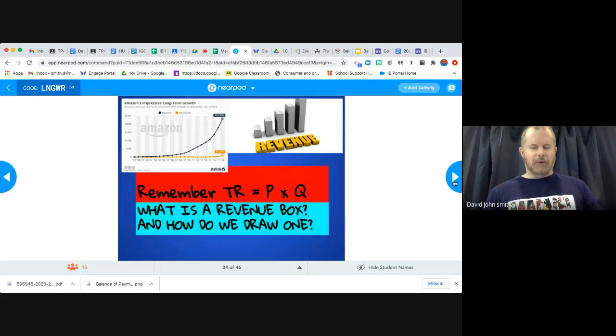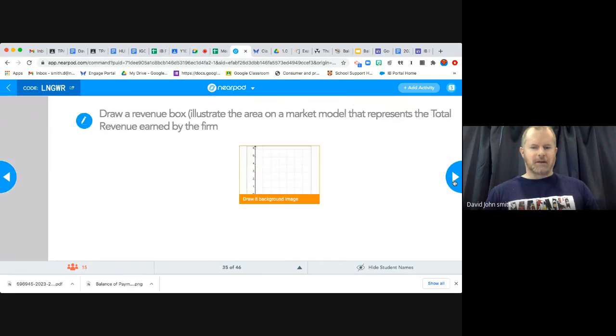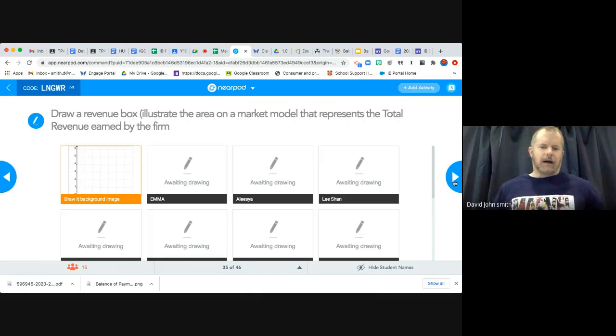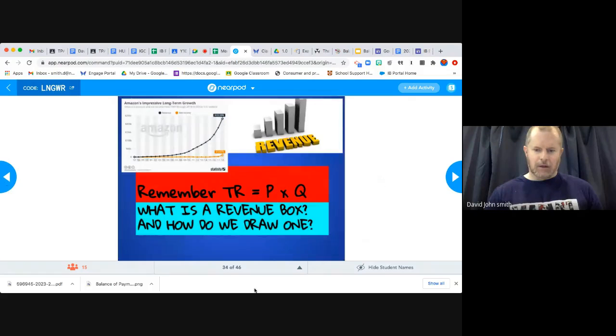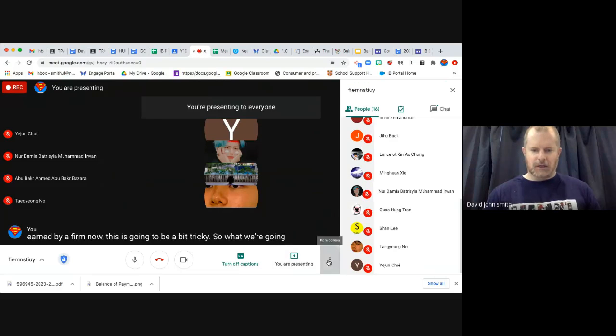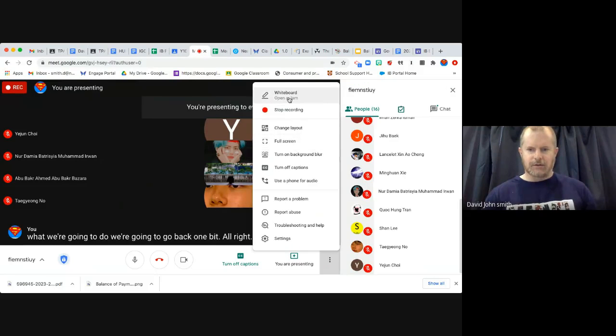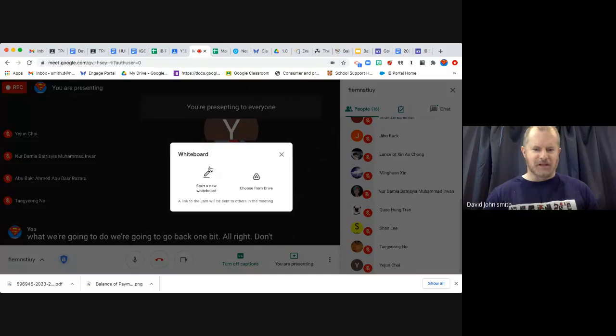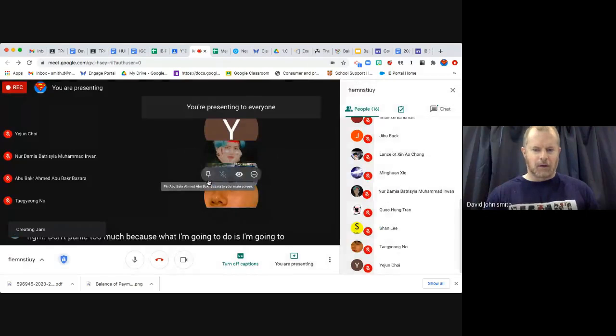What is a revenue box? How do we draw one? Here we go. Draw a revenue box, illustrating the area on a market model that represents total revenue earned by a firm. Now, this is going to be a bit tricky. So what we're going to do, we're going to go back one. All right, don't panic too much, because I'm going to go to here, and then to here, and then to here. I'm going to open a Jamboard. Here it comes.